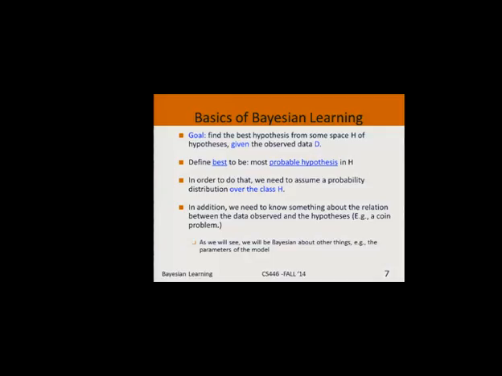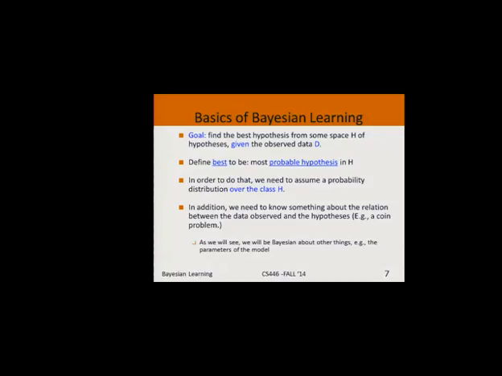Okay, so let's start. There are a few ingredients underlying Bayesian learning, and in fact, you know all of them because you've taken a basic probability theory class. The only thing you may not know is how to use it in the context of learning. Our goal is going to be to find the best hypothesis, still from some space H, given observed data. Very similar to what we had before. We have to define best. And the way we're going to define best is most probable. In order to define it as most probable, we need to have some probability distribution over all the options so that most probable will be well defined.